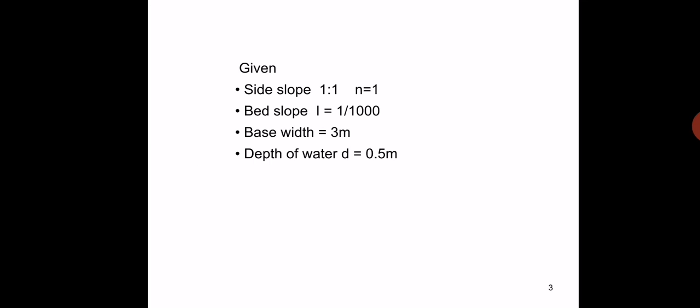First we have to write the given data. Side slope is 1:1, bed slope i is 1 in 1000, base width B is 3 meters, depth of water D is 0.5 meters, and Chezy's constant C is 36. He has asked for the discharge in liters per day. Let's go for the solution. We know that discharge Q is equal to area into velocity.